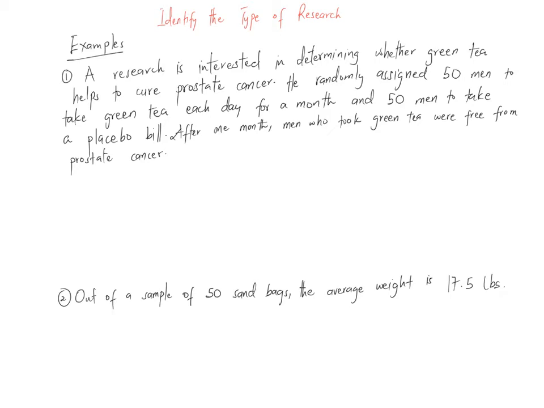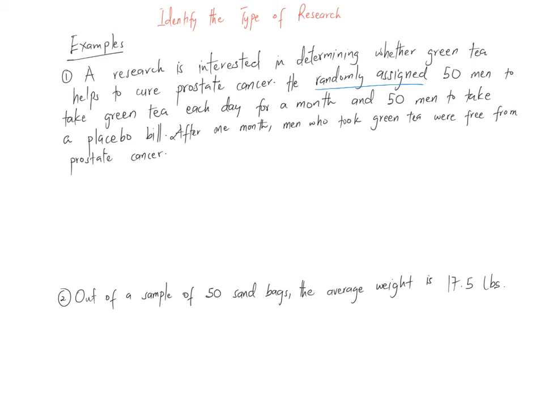In this case, we want to identify the type of research for these two examples. The first one says a researcher is interested in determining whether green tea helps to cure prostate cancer. He randomly assigned 50 men to take green tea each day for a month and 50 men to take a placebo pill. After 1 month, men who took green tea were free from prostate cancer. So in this case, let's look to identify what type of research it is.